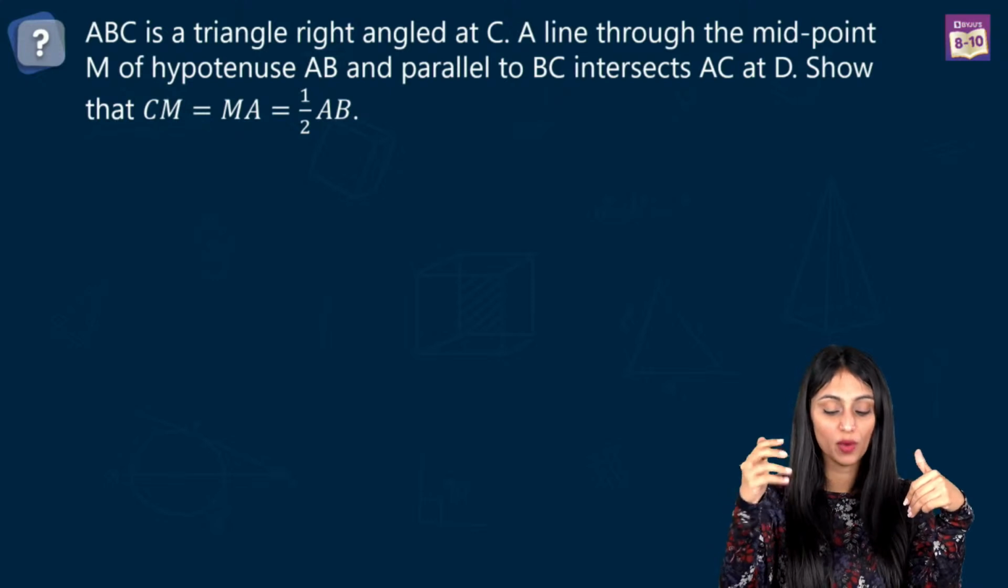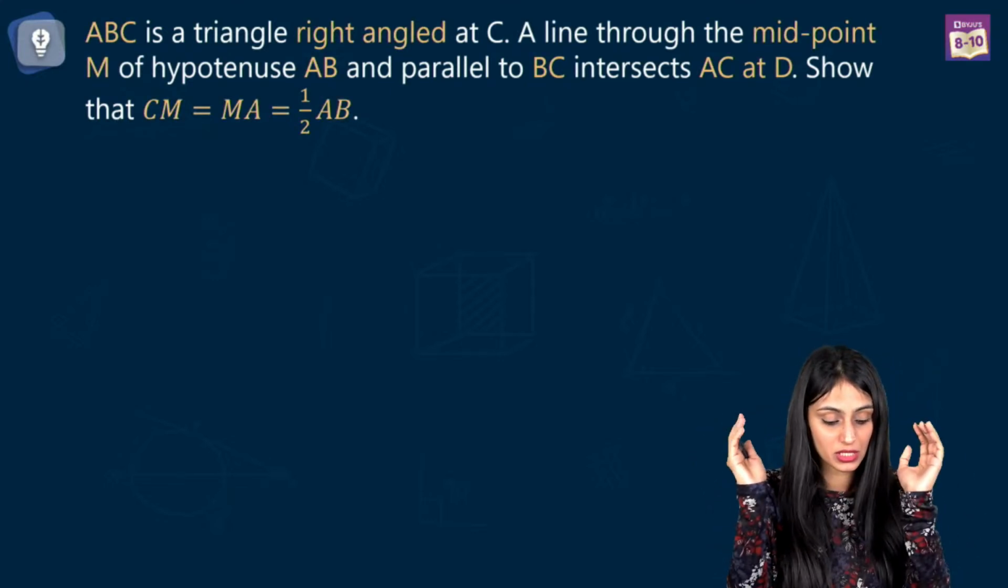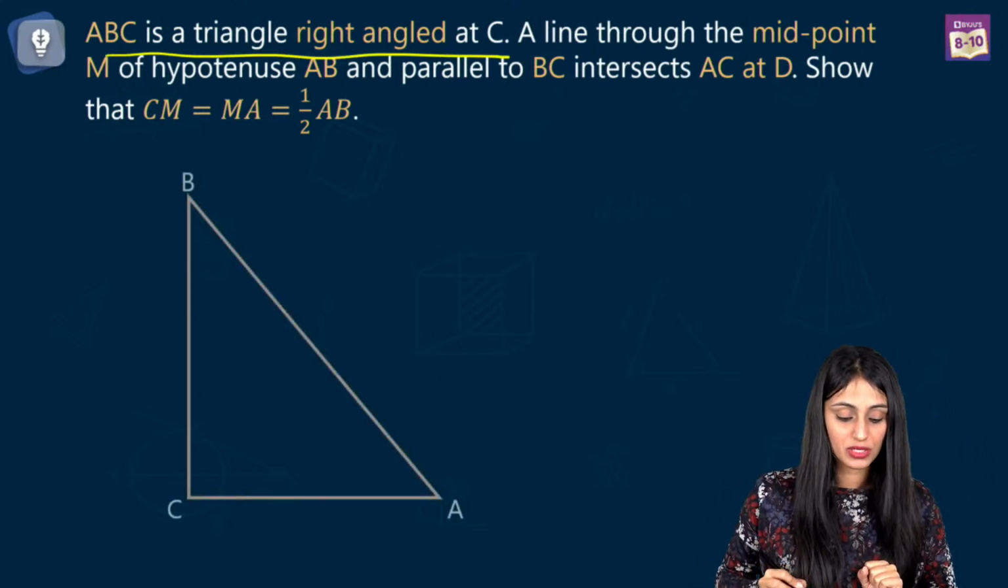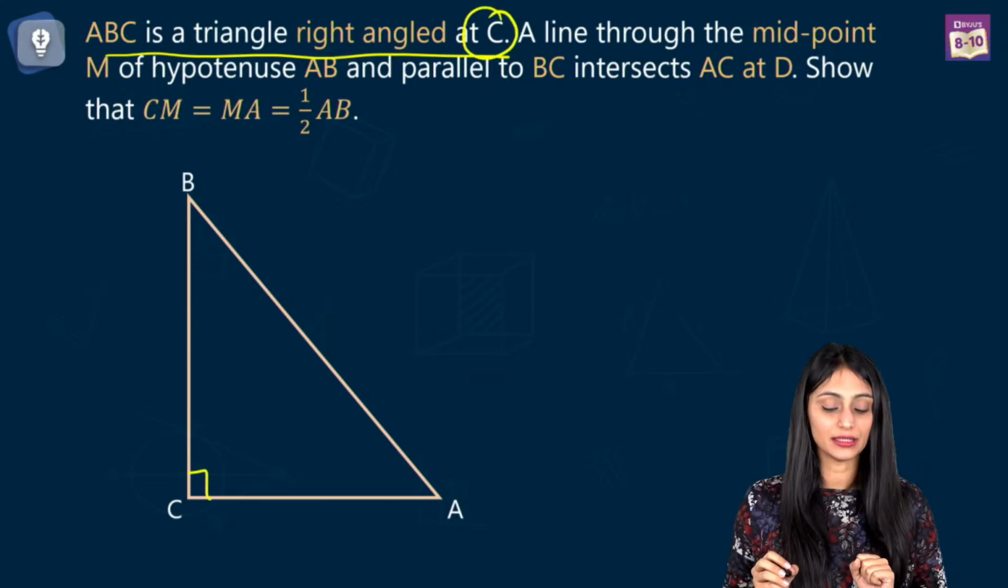So when you come across such questions, first of all, read it slowly. Draw the figure first. We are talking about a right angle triangle ABC. So we'll go step by step. First, let's draw a right angle triangle ABC, right angled at C. Here is the 90-degree angle.